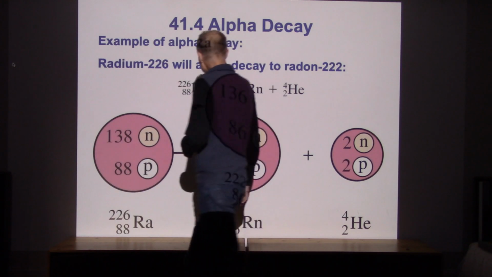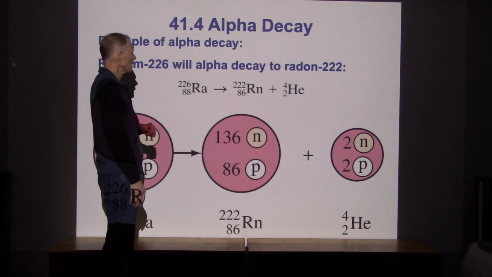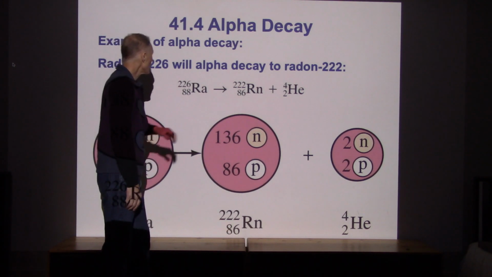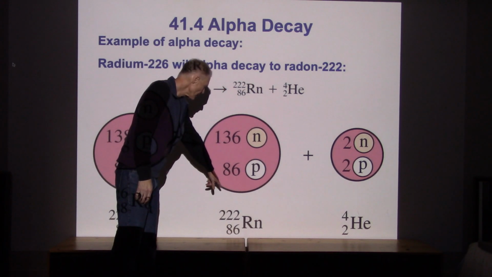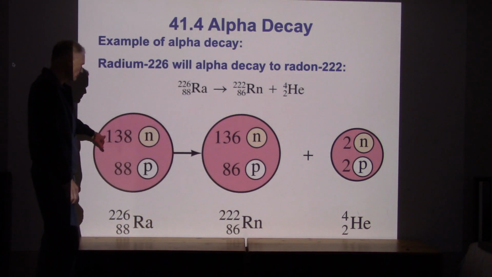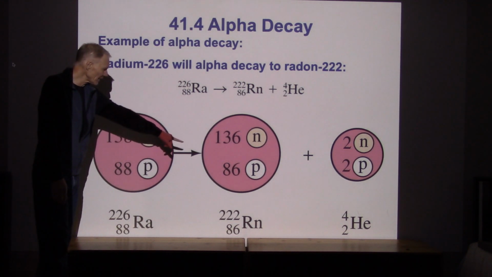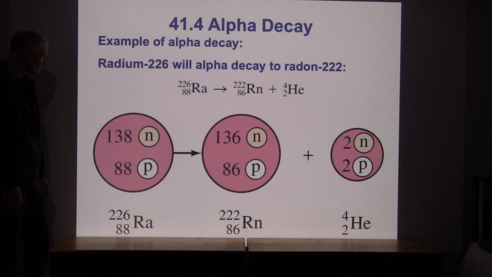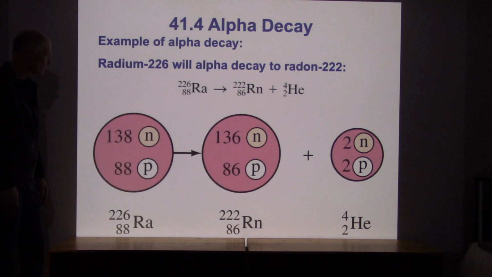Now, what that means is if the radium-226 shoots out a pair of protons and neutrons, what's going to be left are 86 protons and 136 neutrons. So we've gone from 138 neutrons down to 136, 88 protons down to 86. And so we've had a drop in mass of 4. So that's an example of an alpha decay.